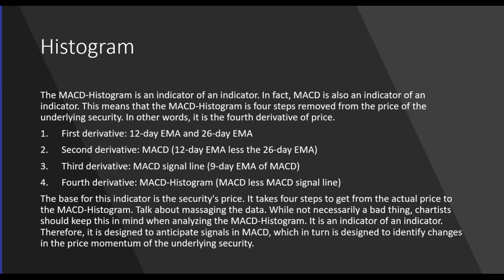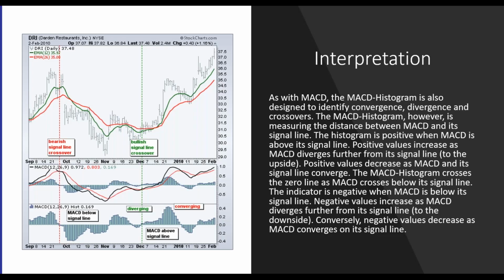So we started out with the first derivative, which was the 12-period EMA and the 26-period EMA. The second derivative was the 12 EMA minus the 26-period EMA, which gave us the MACD line below. The third derivative was the MACD signal line, which was the 9-period EMA of the MACD line. The fourth derivative was the MACD histogram, which is the MACD line less its signal line. So the base of the indicator is the security price. It takes 4 steps to get from the actual price to the histogram.